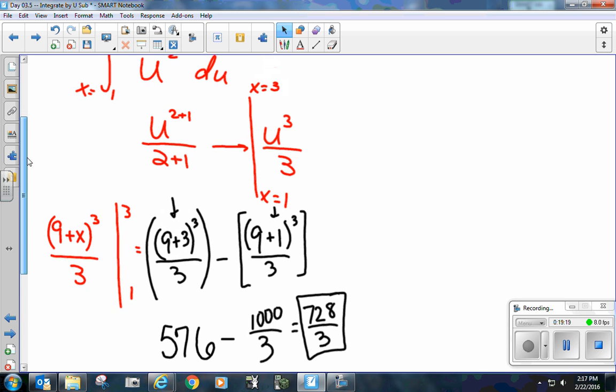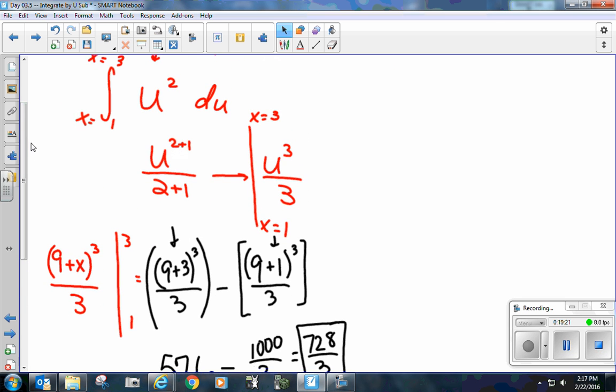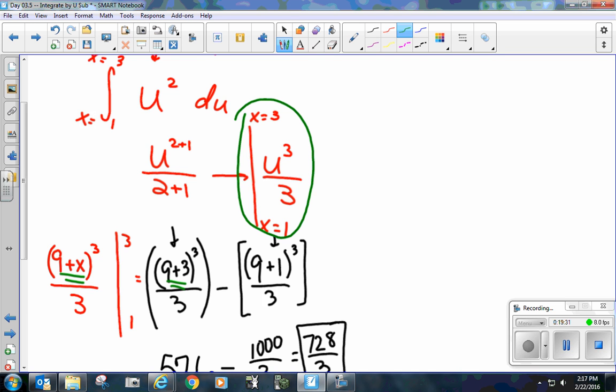I had to put my expression back in for u. I had to put this back in order to solve it. But what happens if I could have just solved it like this with the u right there? Wouldn't that be a lot easier? Because now I don't got to cube some expression, 9 plus x, whatever. Watch what happens.